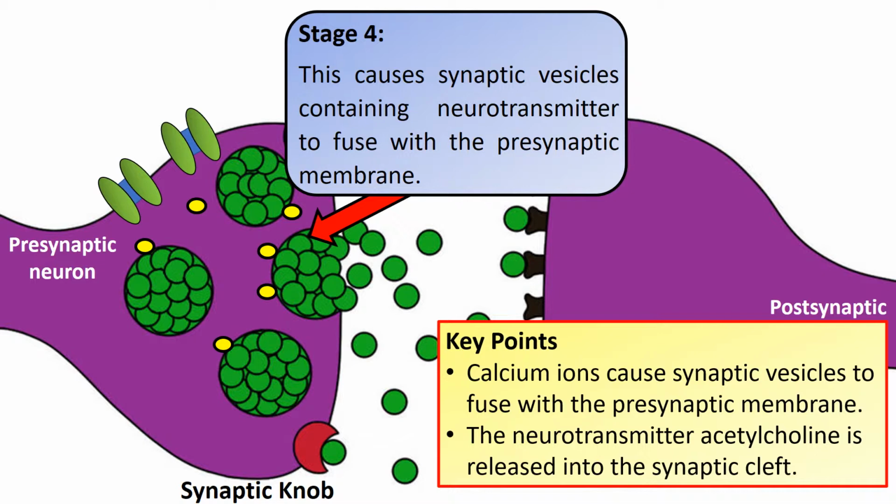after causing the vesicles to fuse with the presynaptic membrane, cause the release of the neurotransmitter acetylcholine. And realistically, we need to talk about it diffusing into the synaptic cleft.